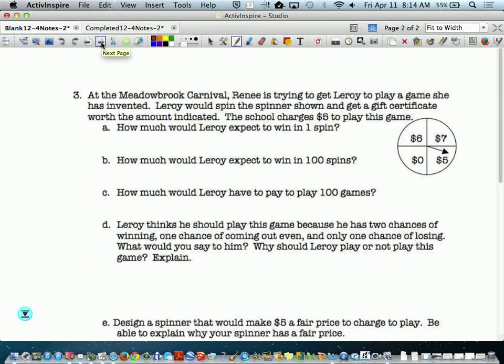At the Meadowbrook Carnival, Renee is trying to get Leroy to play a game she has invented. Leroy would spin the spinner and get the gift certificate worth the indicated amount. The school charges $5 to play the game. So what I'm going to do is pause the video. You guys are going to look at answering A, B, C, D, E with somebody sitting near you.